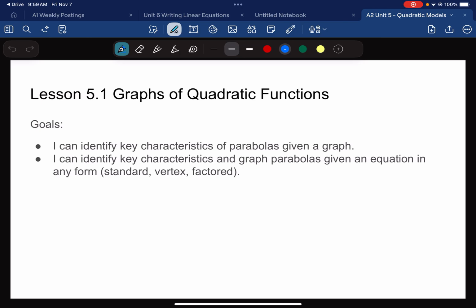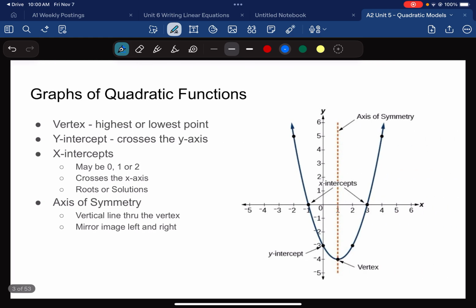equation in any form. So we're going to look at three forms today. We've got standard form, vertex form, and factored form. Factored form is also called intercept form, so that's maybe something you want to know in case you see that word instead, intercept form. And each one just tells us something unique. So we're going to look at what's unique about each one, and then we're going to look at how we can graph a parabola given that information. So let's move on here.